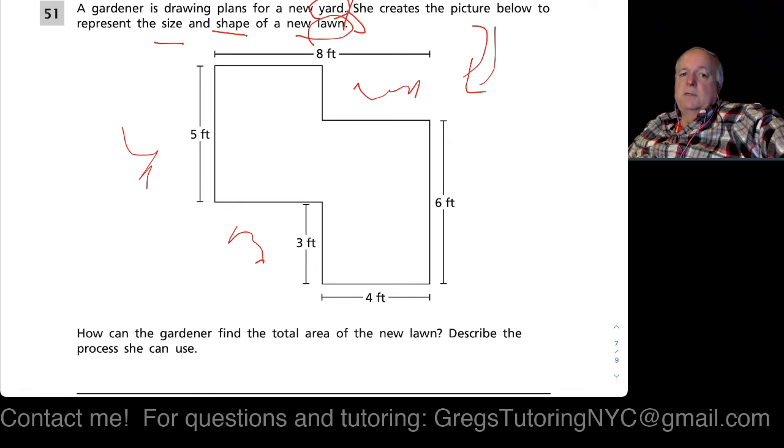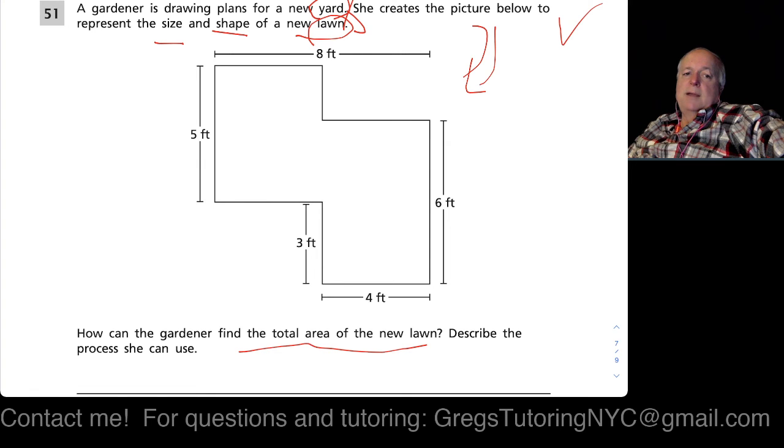Okay, this can be confusing to some kids because of the vagueness of what they're asking you guys. All right, so we're okay with the words here now. So how can the gardener find the total area of the new lawn? Well, we did that multiple ways. So we know the area inside here was equal to 44. I showed you a couple of ways to do that. If you didn't really grok, that's what we're doing. You can go back now and replay the past couple of minutes of videos.